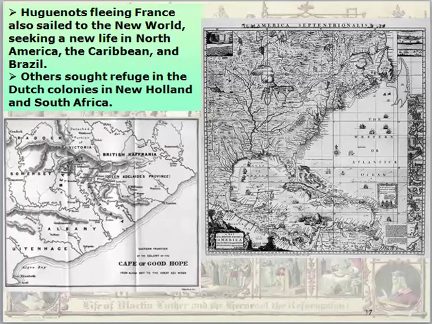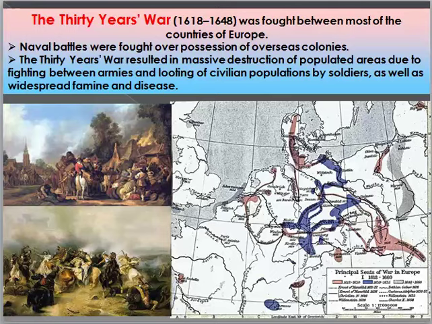Huguenots fleeing France also sailed to the New World, seeking a new life in North America, the Caribbean, and Brazil. Others sought refuge in the Dutch colonies in New Holland and South Africa.